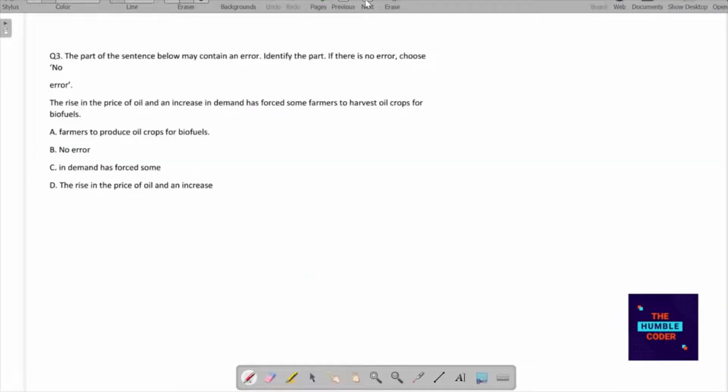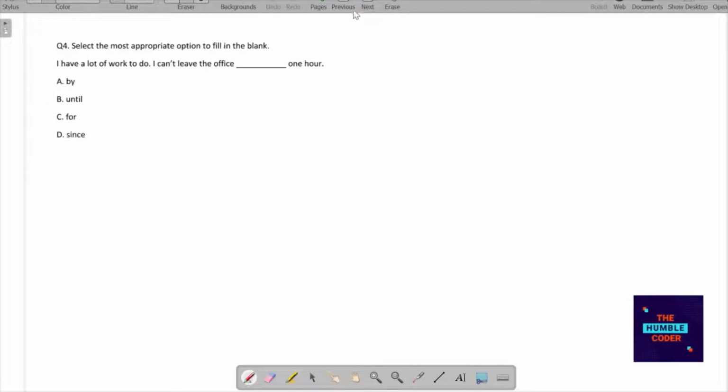Moving on to the next question. Again, we have to find the part of the sentence where there is an error. So the rise in the price of oil and an increase in demand has forced some farmers to harvest oil crops for biofuels. So the rise in the price of oil and an increase in demand has forced some. So this portion seems to be having an error. Has forced some farmers. This is not correct. Therefore, this portion has an error. So the answer for this will be option C.